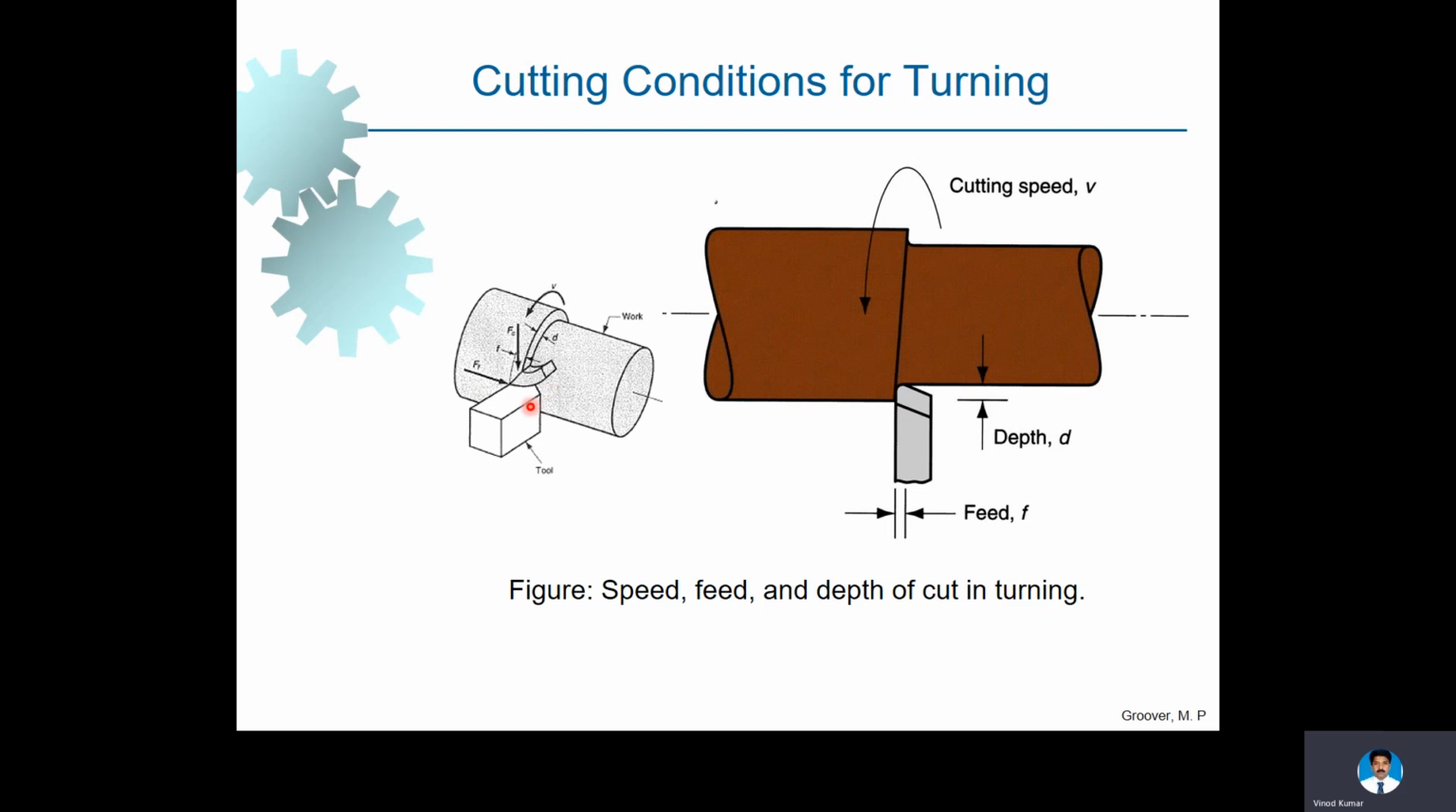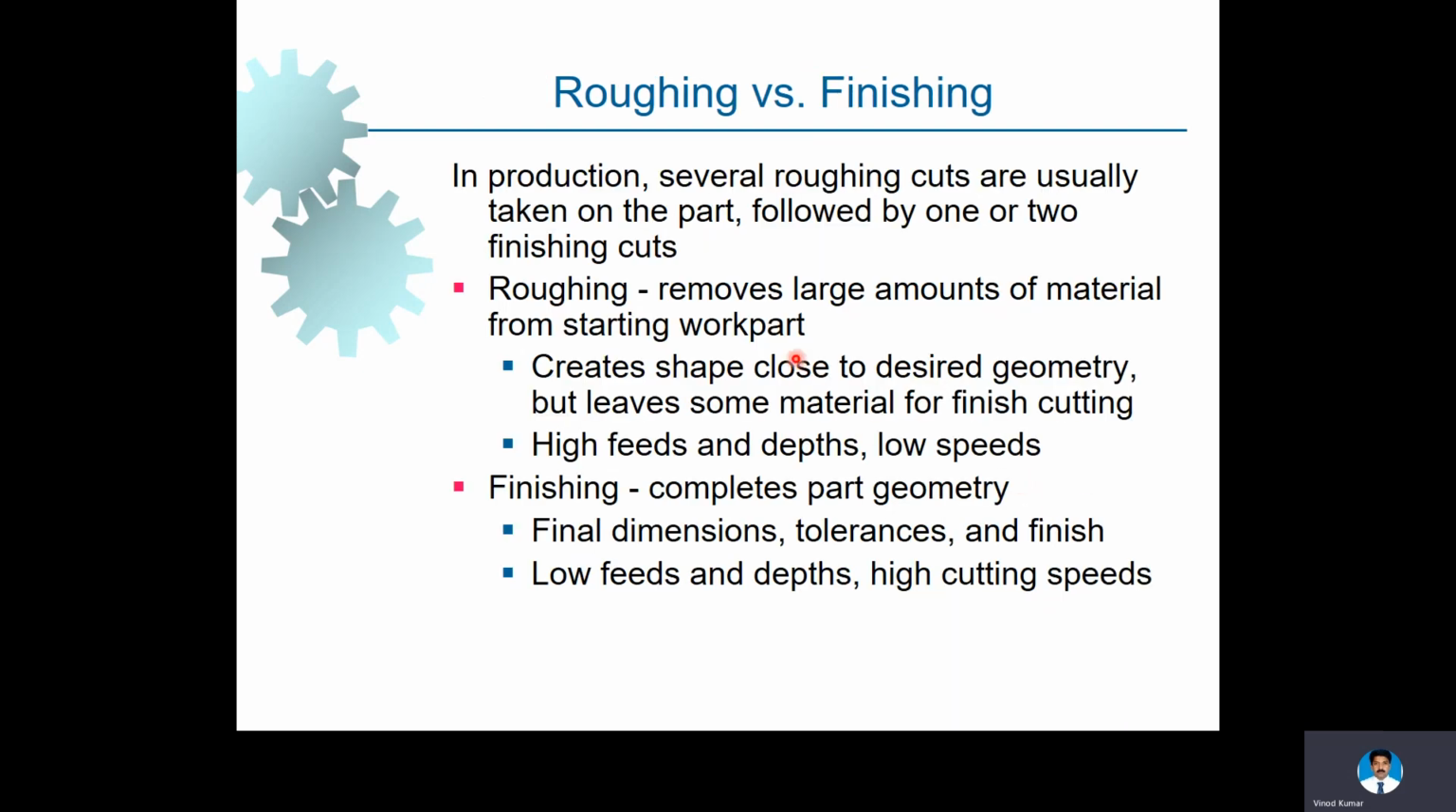As you could see here, the single point cutting tool penetrates into the material at a depth D and the material will be cut. This process of producing cylindrical shapes or taper shapes or screw threads, etc., is called a turning operation, normally done in a lathe machine. So cutting speed, F and D are important. VFD gives the total amount of material removed.